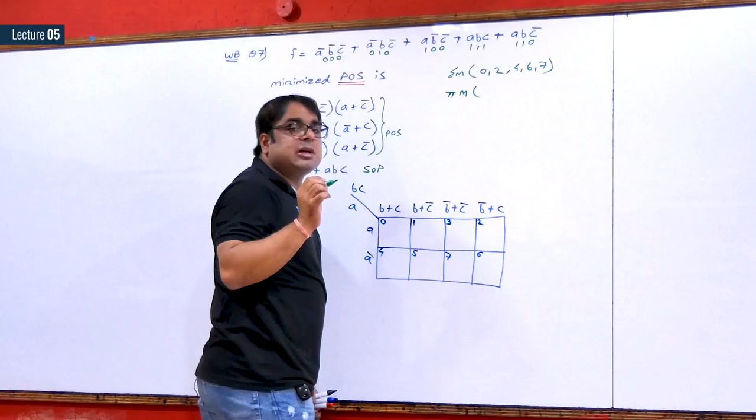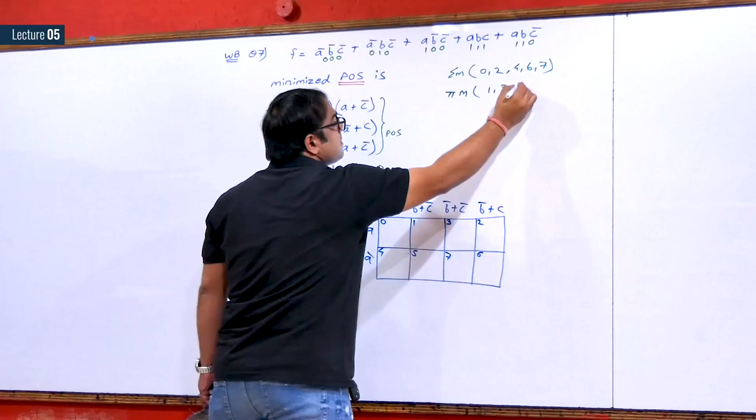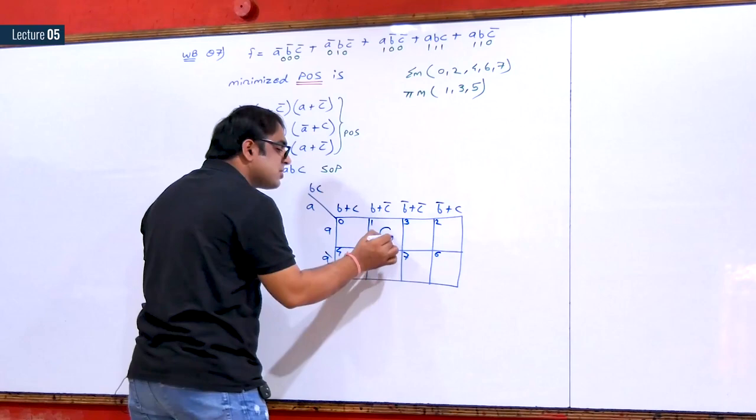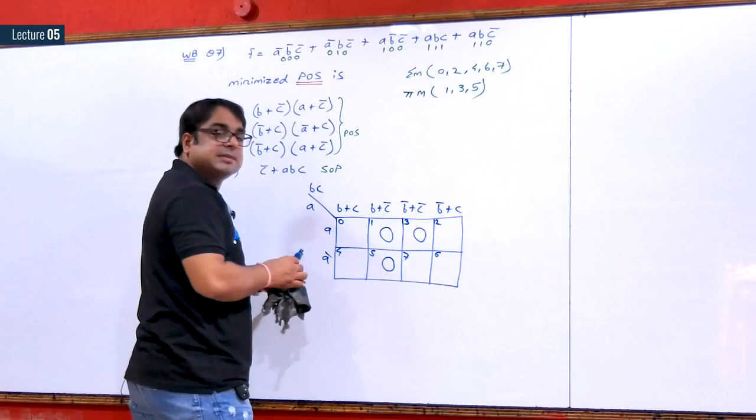This is max term 1, this is max term 3, this is max term 5. We have only 3 max terms: max term number 1, 3 and 5. Now you can plot 1, 3 and 5 in the K map.